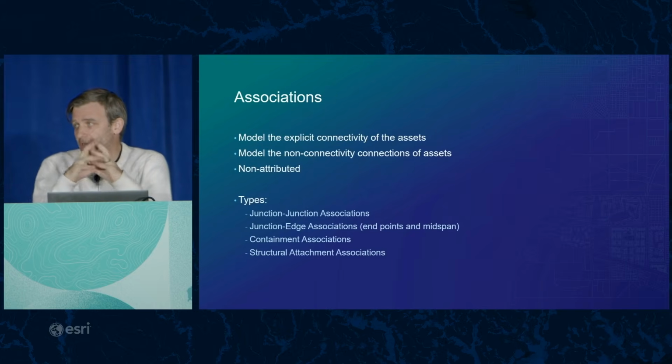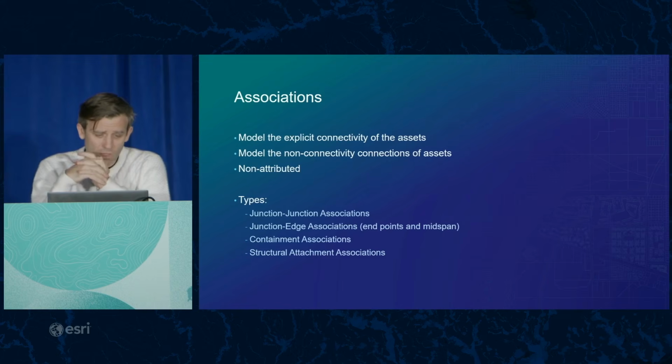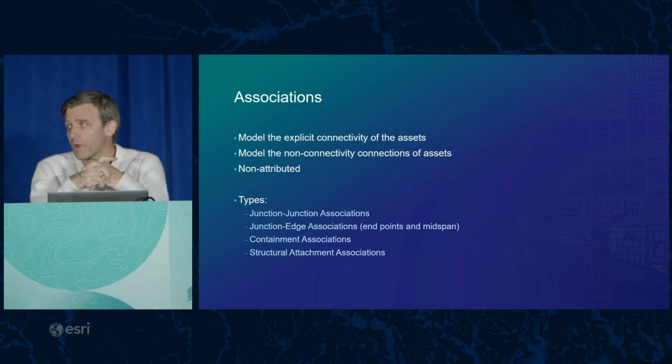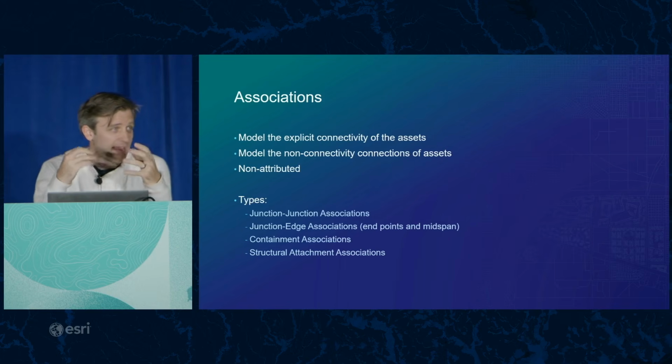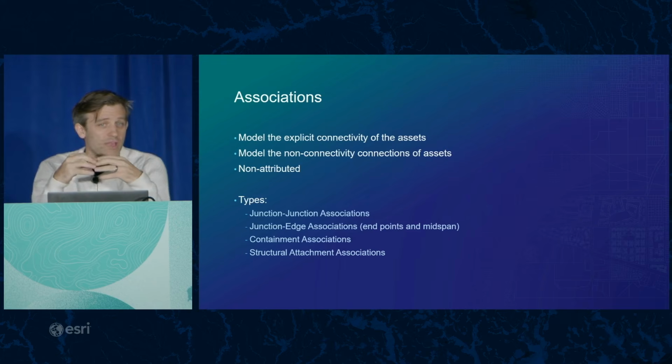And the last key component of all these things we support is associations. These allow us to model the explicit connectivity of assets. Former models only worked off of geographic location, actual geometry. A point had to physically snap to the endpoint of a line for them to be connected, and they had to be coincident on the X, Y, and Z axis.